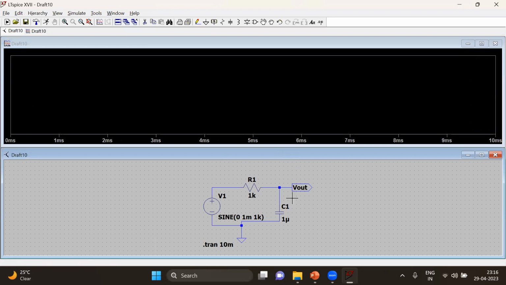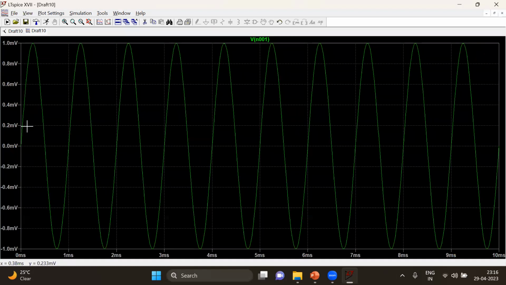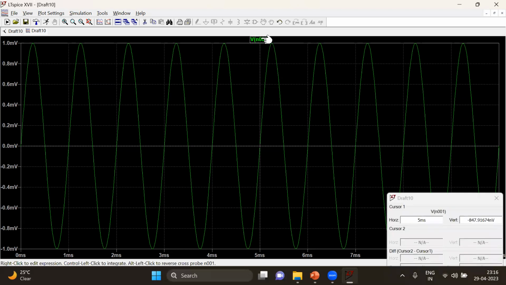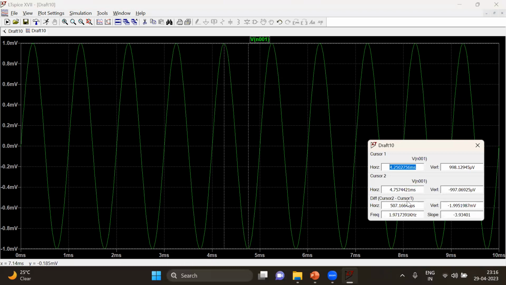Now click here to get the voltage V1 of the source. You will be able to see the voltage here is 1 millivolt, and it is 2 millivolt peak to peak. You can even measure it with the help of the cursor. That cursor can be moved up and down and you will be able to measure the total value. So here you can also see cursor 2 minus cursor 1 would be minus 1.99.